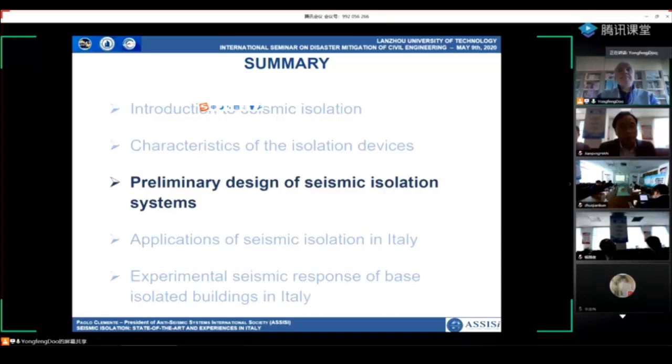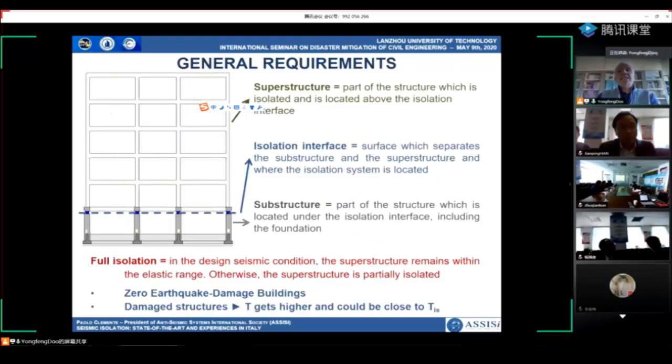How can we perform the preliminary design of a seismic isolation system? We realize an isolation interface between the superstructure, which is to be protected, and the substructure, which includes the foundation. We realize a full isolation if the superstructure remains within the elastic range in the design seismic condition. Otherwise, we have a partial isolation. Full isolation allows us to realize a zero earthquake damage building. Partial isolation is not a good solution because if the superstructure is damaged, its period of vibration gets higher and could be closer to the isolation period.